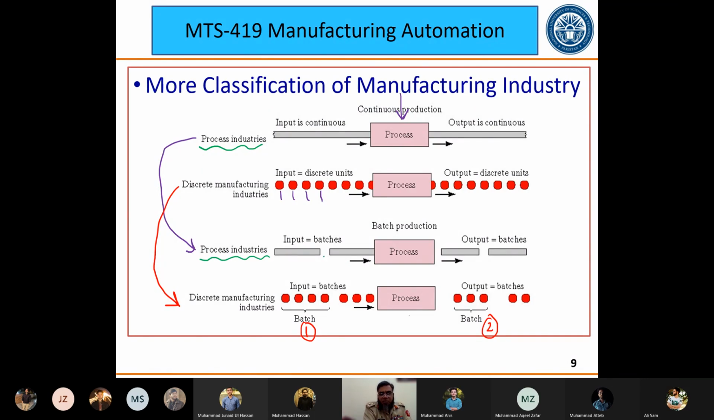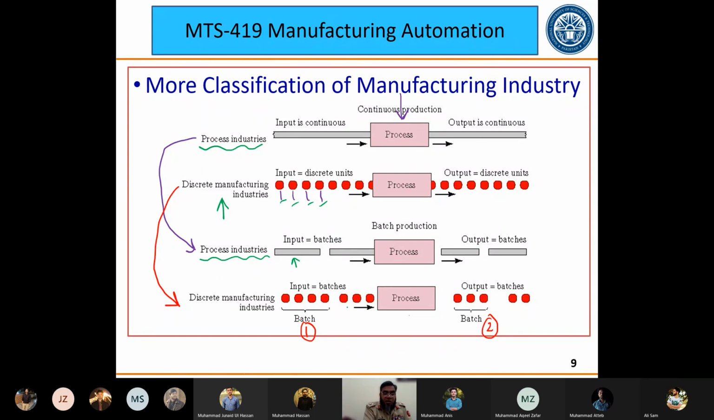This is the process industry in which input is in batches, but see, the batches are not discrete. You can see the batches are not discrete. So in the process industry you have input in batches and you have output in batches. Then this is the discrete manufacturing. Now this is the continuous process, but the parts are discrete. See, the parts are discrete. So 1, 2, 3, 4, these are the parts which are being made. Input is given in discrete units and the output is also obtained in discrete units.